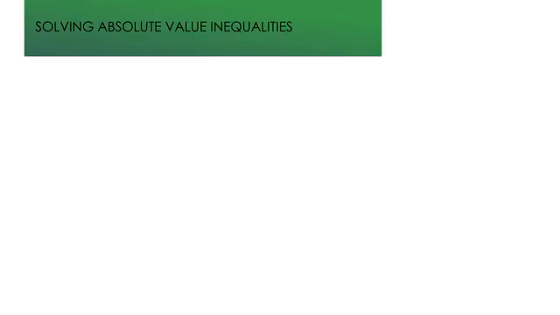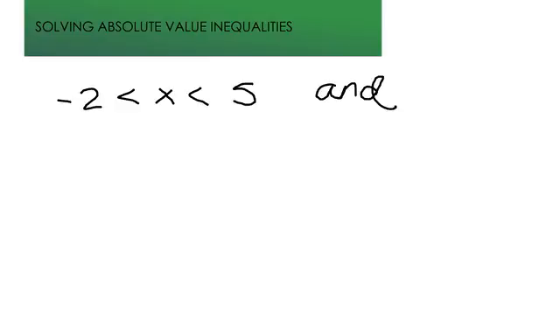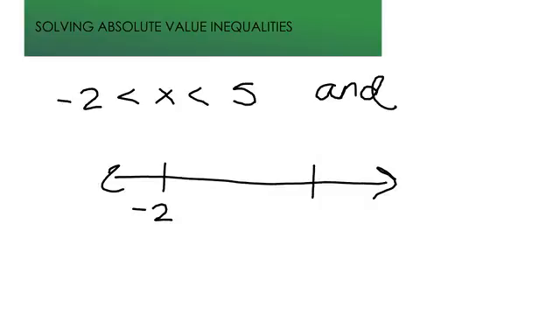So if I had -2 is less than x is less than 5, we would call that an and. And the way that we would graph it would be with a -2 and a 5. Remember that if it's negative, we graph it with an open circle, or excuse me, if it's less than, we graph it with an open circle. If it's less than or equal to, we graph it with a solid dot.